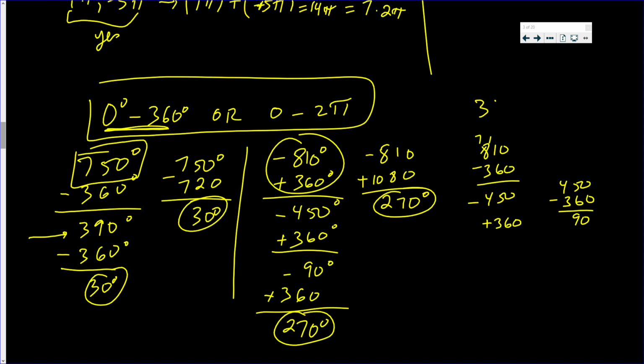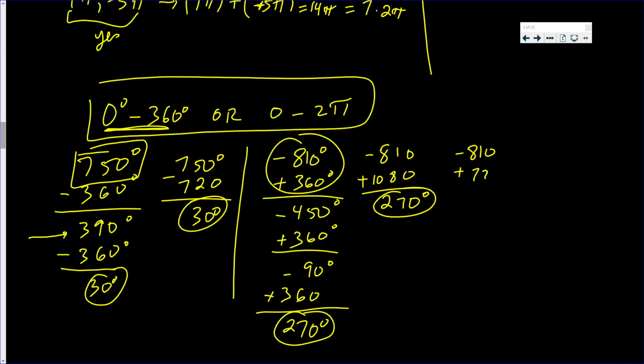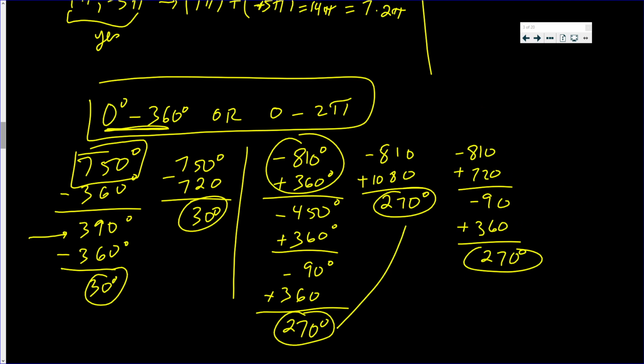Again, depending upon how good you are with your 360 table, you might say, well, I can add 720, and this gives me negative 90, and when I add 360, I get 270. So, no matter how we do it, we keep getting 270.